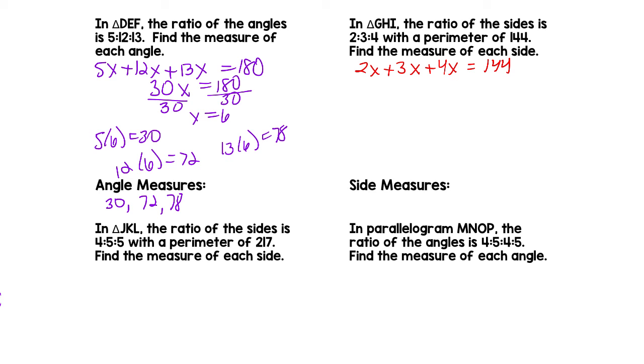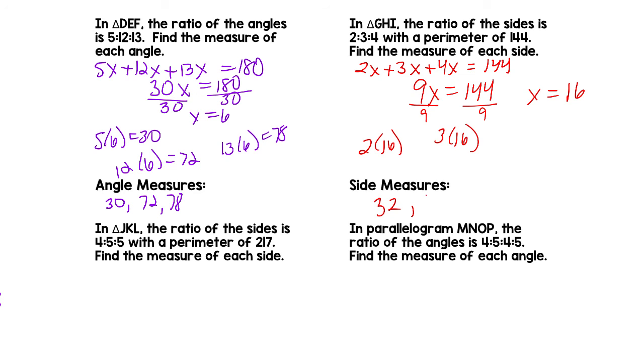Add up the x's on the left. That's 9x equals 144. Divide both sides by 9. I get x is 16. Now I can plug it in. 2 times 16 is 32. 3 times 16 is 48. And 4 times 16 is 64. So those are the lengths of each side of the triangle. The next one's for you. Go ahead and try it out.